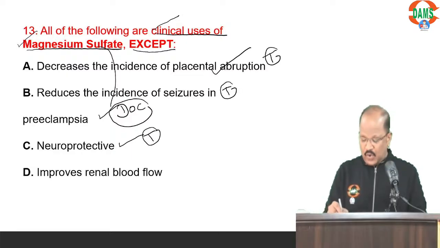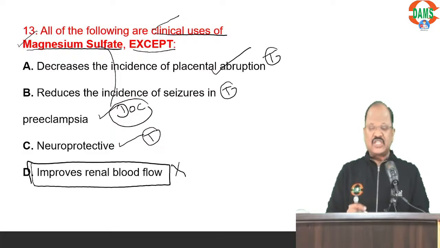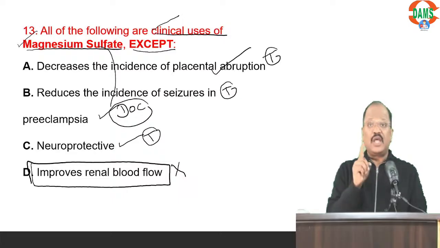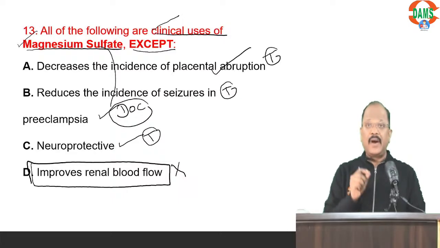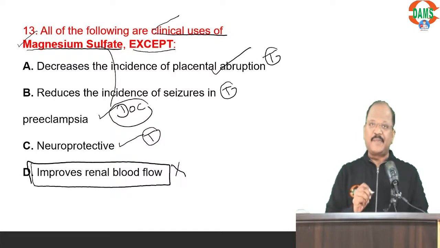Improves kidney blood flow? No, no, no. It is going to decrease kidney blood flow. That's why we monitor urine output, respiratory rate, knee jerk and ankle jerk. So it is not going to improve kidney blood supply. In fact, it decreases renal blood flow. So the answer is option D.